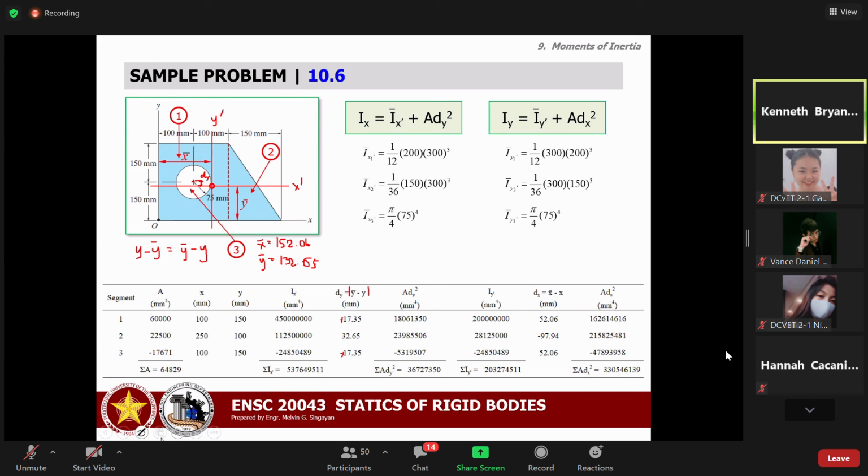Okay? Then, next naman is yung dx. Dx dito is the distance of the centroid, okay, to the reference axis na kinukuha yung moment of inertia. So, ito yung dx. Okay? So, paano figure? Dx is equal to what? Bar x minus x, 100. Okay? Kasi for segment 1, ito yung x, di ba? 100.